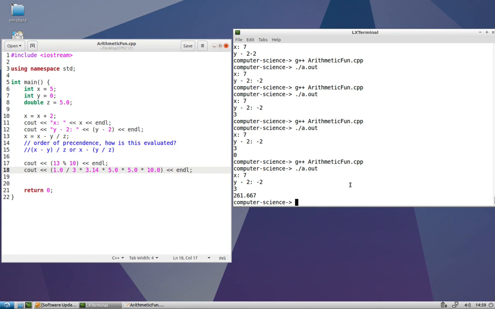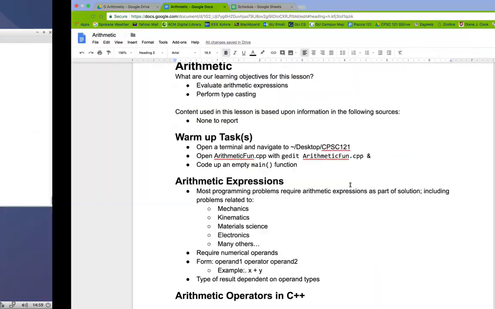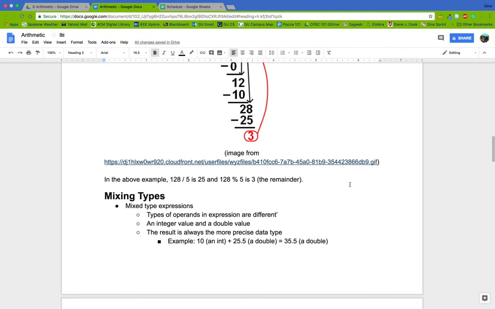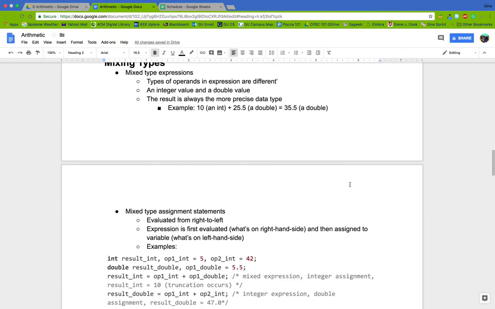Now, we've talked a little bit about typecasting. We saw static cast a few videos ago. We saw what happened when we assign a higher precision number like a float or a double to a lower precision variable like an int. We saw the truncation that can occur. So if this happens to occur during an arithmetic expression, for example, instead of assignment, you're doing an addition between a double and an int, the result is always going to be the more precise data type.